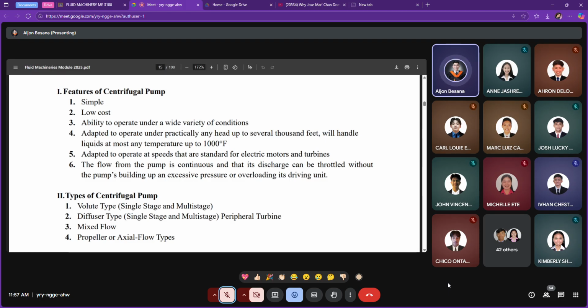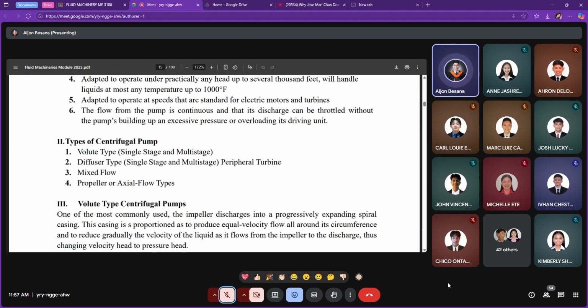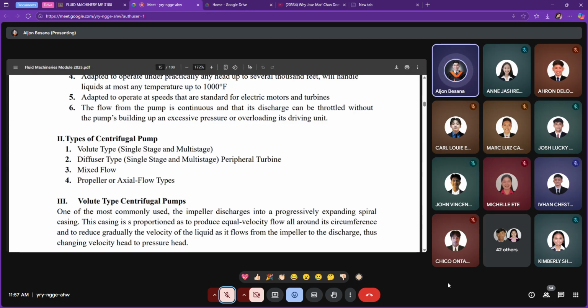With this one also adapted to operate at speed that are standard for electrical motors. Also, the flow from the pump is continuous, that its discharge can be throttled without the pumps building up an excessive pressure or overloading the driving force or driving unit.